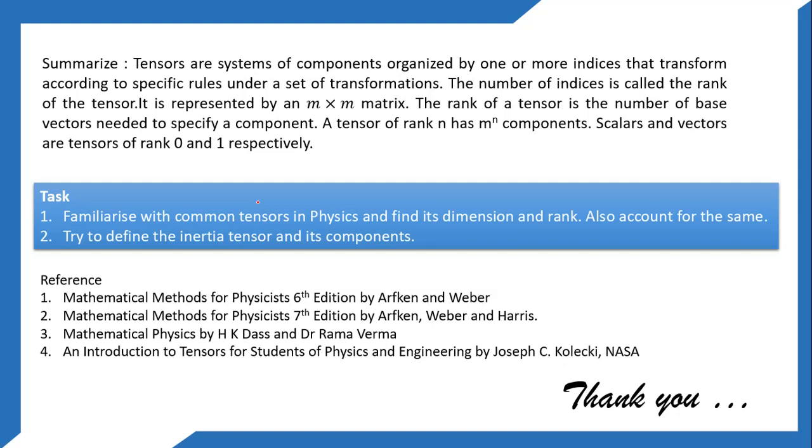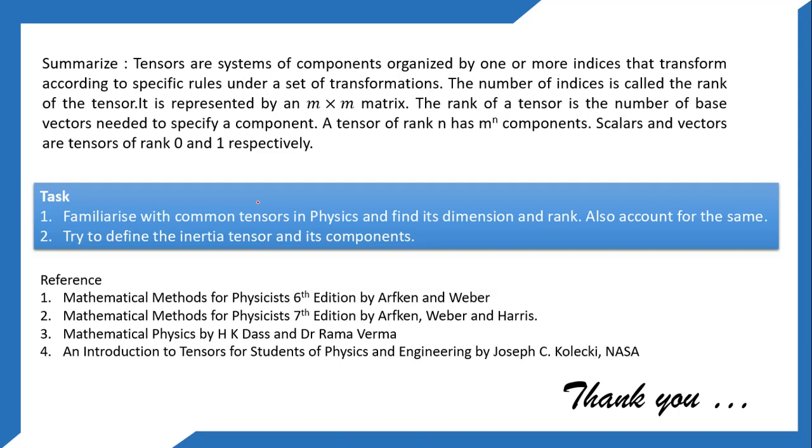A tensor can be represented as an m by m matrix, in case we have m directions. And the rank of the tensor is the number of basis vectors which we need to specify a component. A tensor of rank n will have m to the power n components. The scalars and vectors which we know already are the tensors of rank 0 and rank 1 respectively. So in this lecture, I have tried to give a brief introduction, an idea about tensors. Our main chapter actually starts from our next lecture.